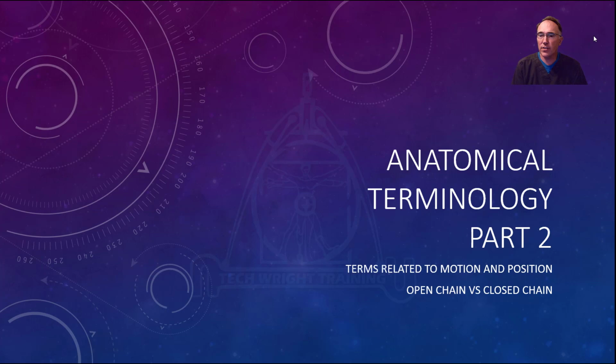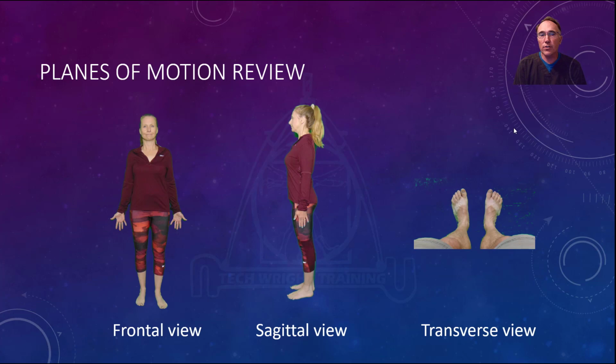This presentation is the second part to our anatomical terminology section. We're going to talk about terms related to motion and position, and then open chain versus closed chain motions. To start, we're going to do a review of the planes of motion. And so we have the frontal plane, the sagittal plane, and the transverse plane. We're going to break down the motions of the joints throughout this presentation into their respective plane which they belong.